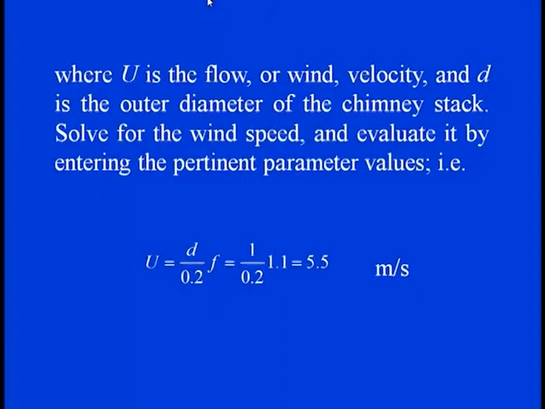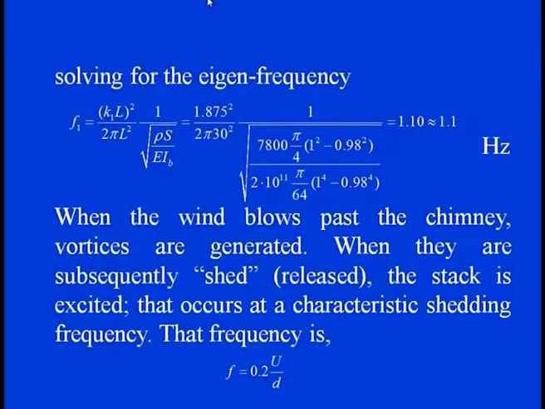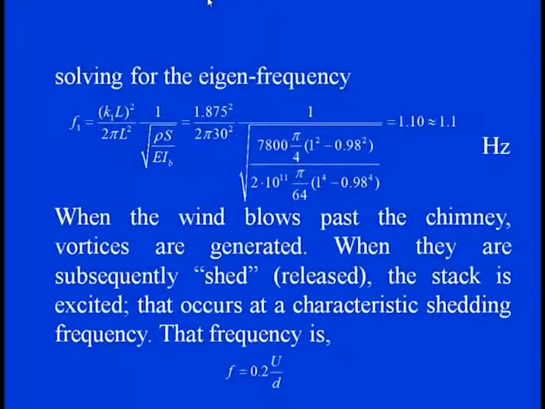So u, which we would like to see, is equal to d divided by 0.2 into f, where f was calculated already, the excited frequency 1.1 hertz, and the outer diameter was given as 1 meter. So u, the flow or wind velocity of the air when this much exciting frequency can be generated, is 5.5 meter per second. So we can say that this shedding frequency of 1.1 hertz can be found when you have a very specific flow velocity. And these wind blows are the clear cause of this exciting frequency when the winds are released throughout the chimney and it is excited there.